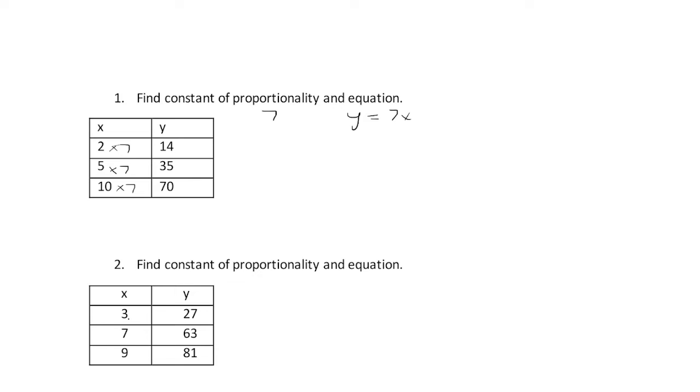For 2, we want to see what we multiply x by to get y. So 3 times 9 is going to give us 27. 7 times 9 is 63. And 9 times 9 is 81. So it's obvious that the constant of proportionality is 9. And the equation is going to be y equals 9x.